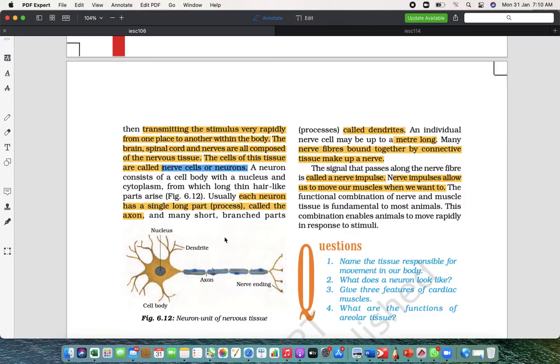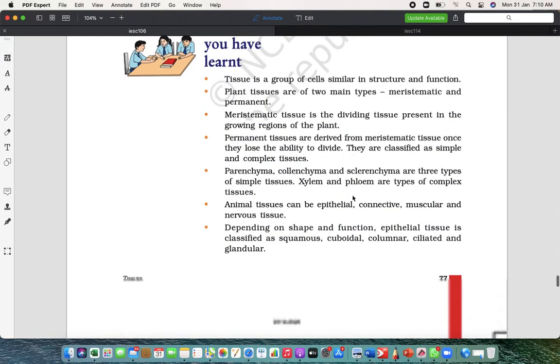As you see, the parts are called axon, dendrite, nucleus, nerve ending. This carries a signal from one to another and finally to the brain. Okay. So basically, the signal that passes along a nerve is called a nerve impulse, and nerve impulses allow us to move our muscles when we want to.